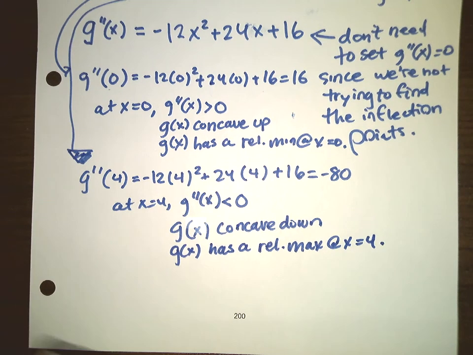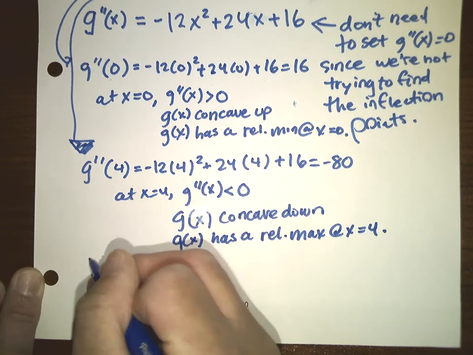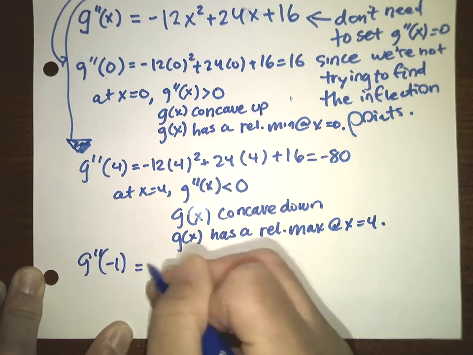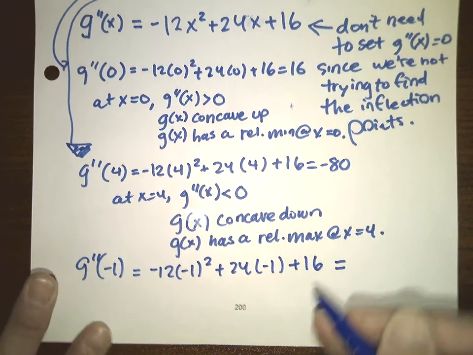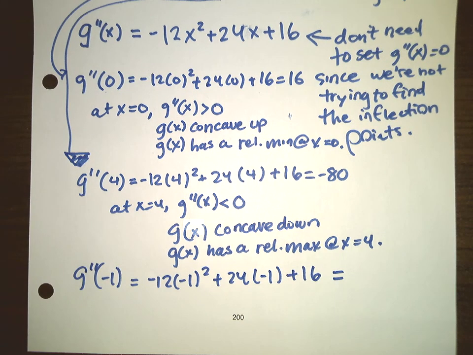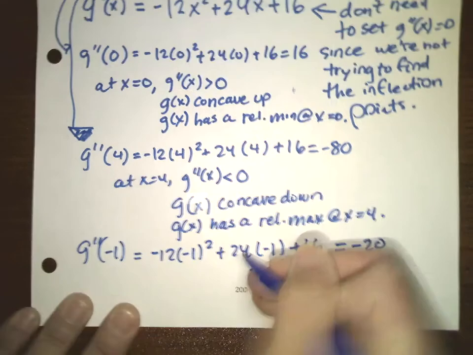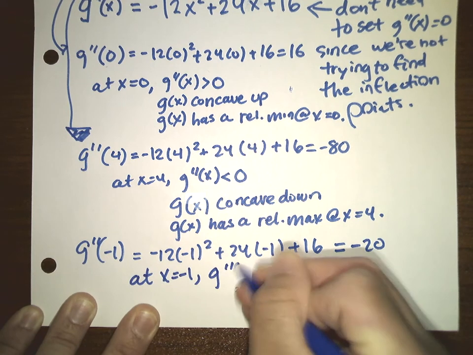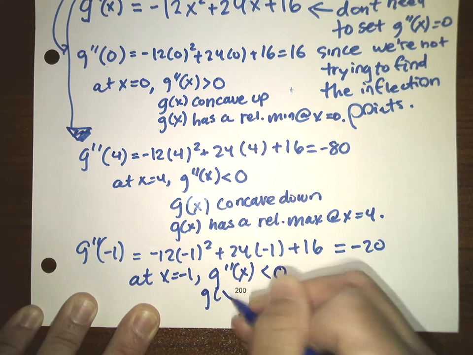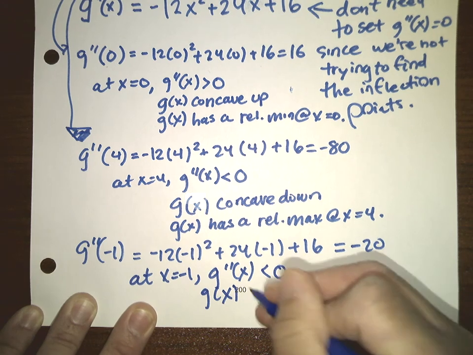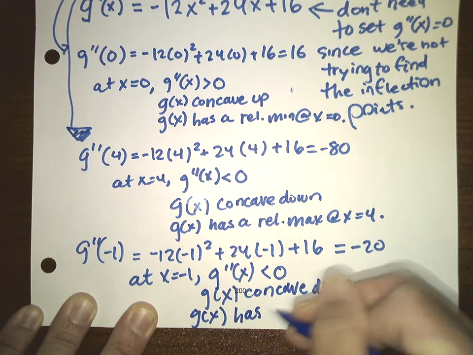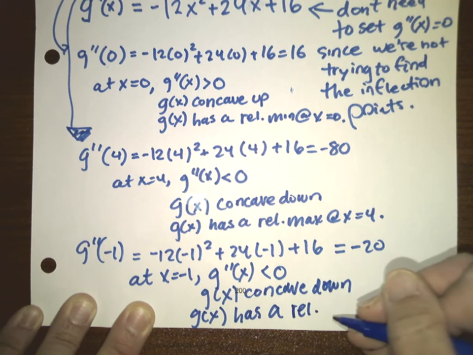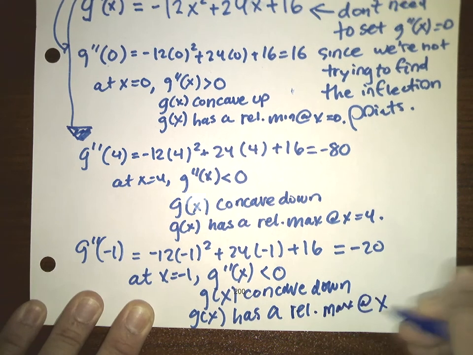And then the last one was x equals negative 1. So g double prime of negative 1. So that will be negative 12 times negative 1 squared plus 24 times negative 1 plus 16. So that's negative 12 times 1 minus 24 plus 16, and that's negative 20. So at x equals negative 1, g double prime of x is actually less than 0. So g of x is actually concave down at that point, and so g of x has a relative maximum at x equals negative 1.